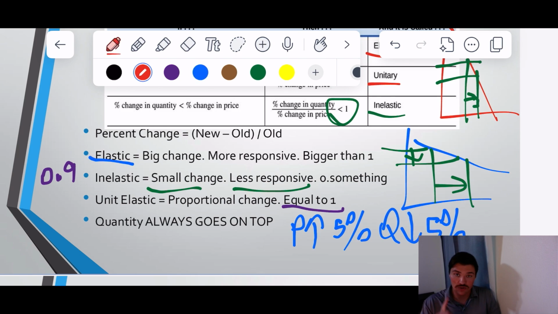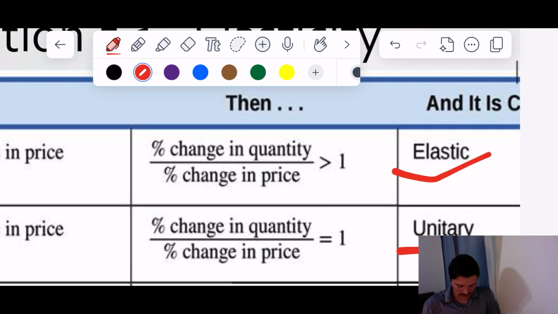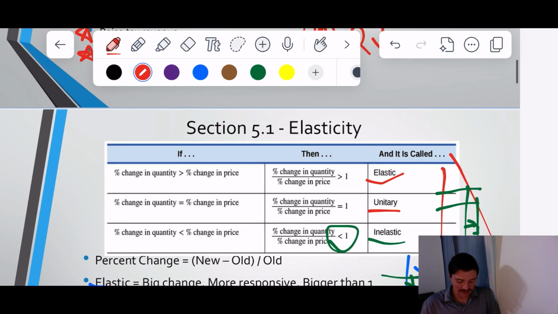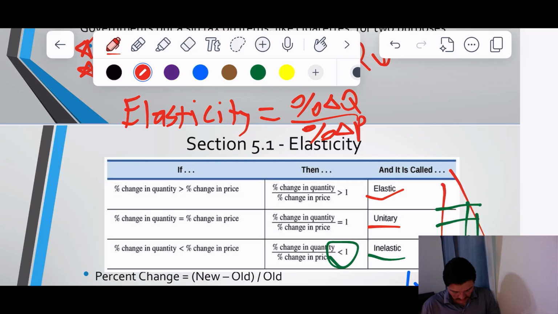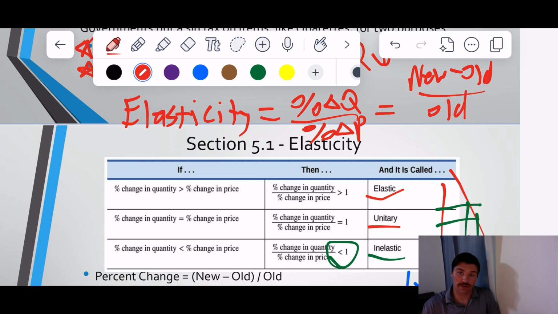Now, when we actually do the calculation, it is very important that the quantity always goes on top. Always. If we're looking at this formula, percent change in quantity divided by percent change in price, it is always that. So whenever you do elasticity, you need to look at the percent change in quantity divided by the percent change in price. And remember, that is new minus old divided by old. In the next video, we'll actually do the calculation. I'll see you there.